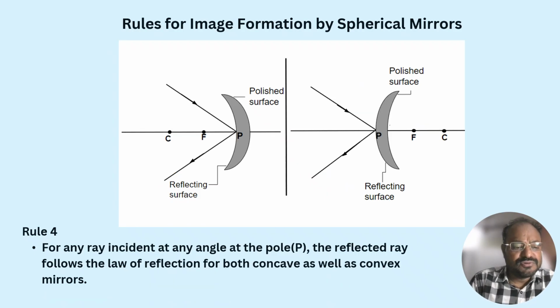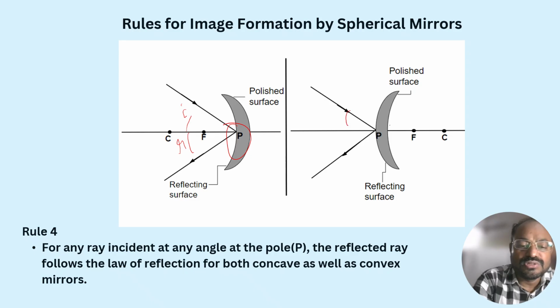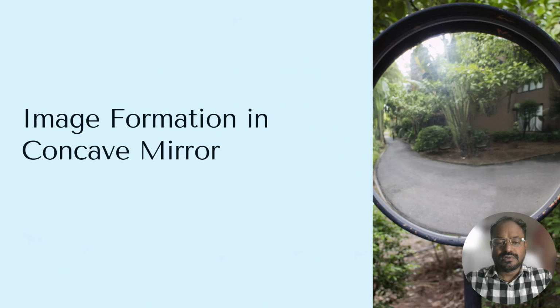The last and fourth rule is very simple, as we have already studied in the laws of reflection. For any incident ray at an angle at the pole, the reflected ray follows the laws of reflection for both concave as well as convex mirrors. So angle i is equal to angle r for both concave and convex mirrors.